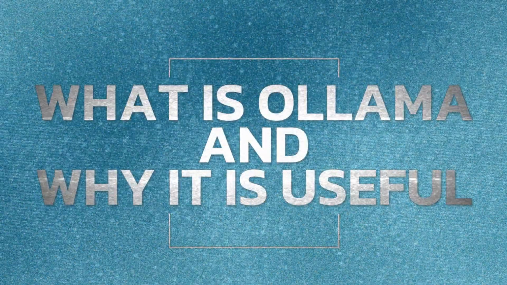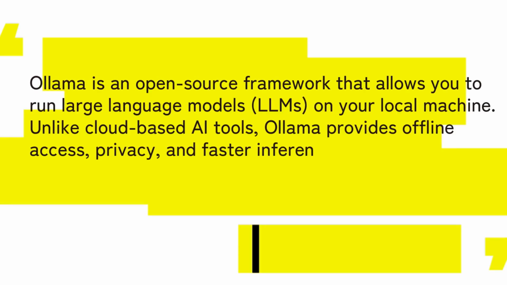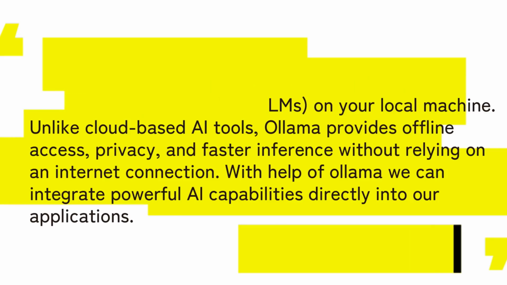So first, let's discuss what is Ollama and why it's useful. Ollama is an open source framework that allows you to run large language models on your local machine. Unlike cloud-based AI tools, Ollama provides offline access, privacy, and faster inference without relying on an internet connection. With the help of Ollama, we can integrate powerful AI capabilities directly into our application.